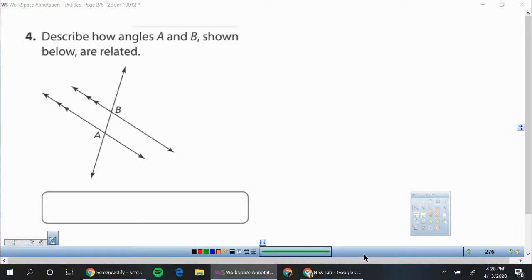Describe how angles A and B shown below are related. So we see here two parallel lines.